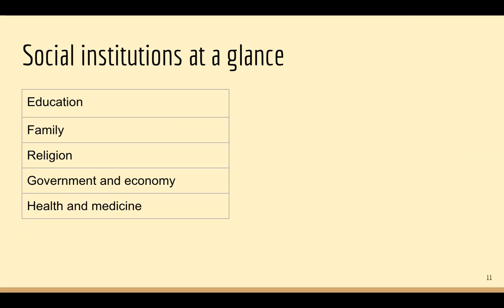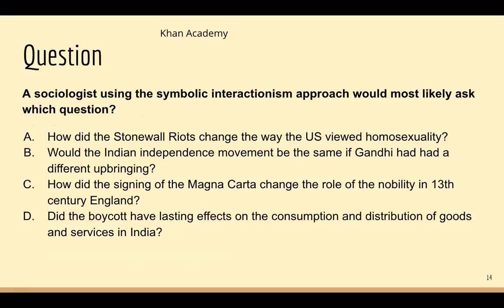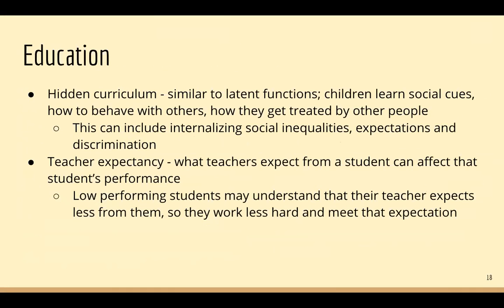So really, you'll get tested mostly on education, family, religion, government, economy, health, and medicine. So education: the format that I have for these institutions is just to look at terms that are associated with them. I don't need to define education, right? So the two terms that you need to know are hidden curriculum and teacher expectancy.